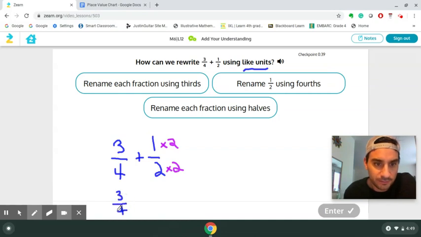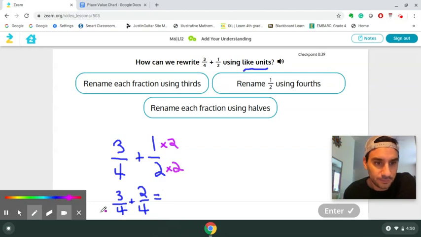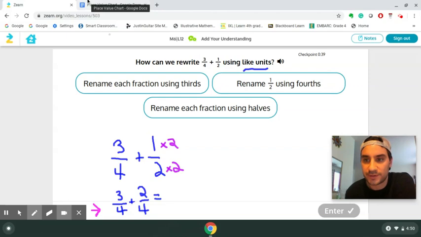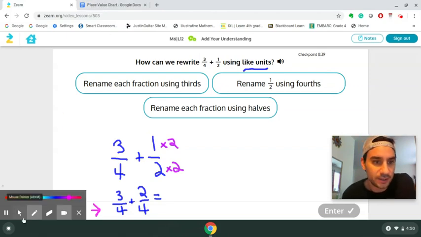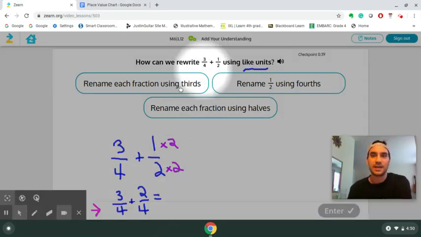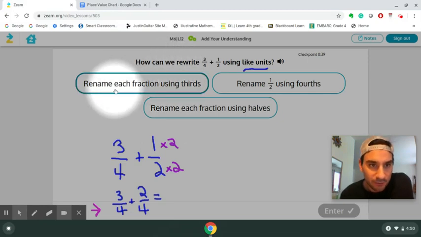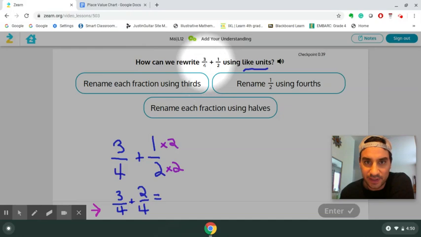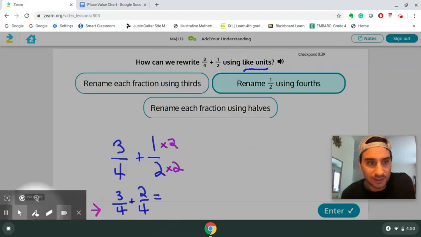I'm going to rewrite that underneath. 3/4 plus 2/4. Now, notice I have the same units here, fourths, the same denominator, so I can add these together. So let's see our options here. We can rename each unit using thirds. Well, we have fourths and halves, so that won't help us. We can rename 1/2 using fourths. We know that's the correct answer, but let's just rule out this last one.